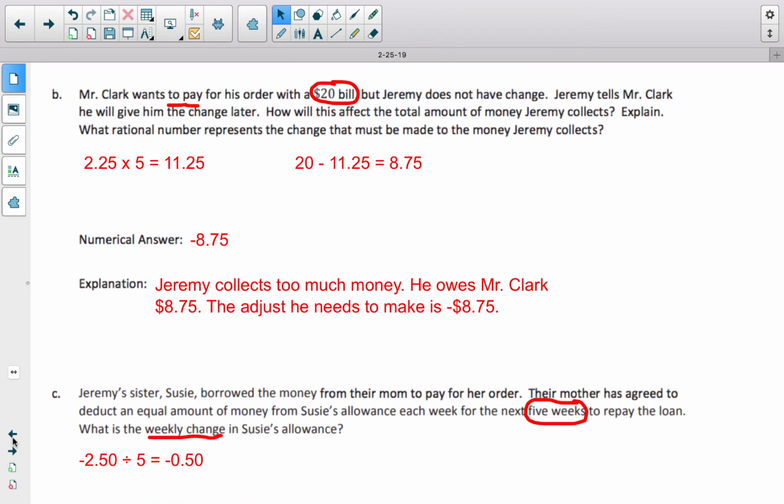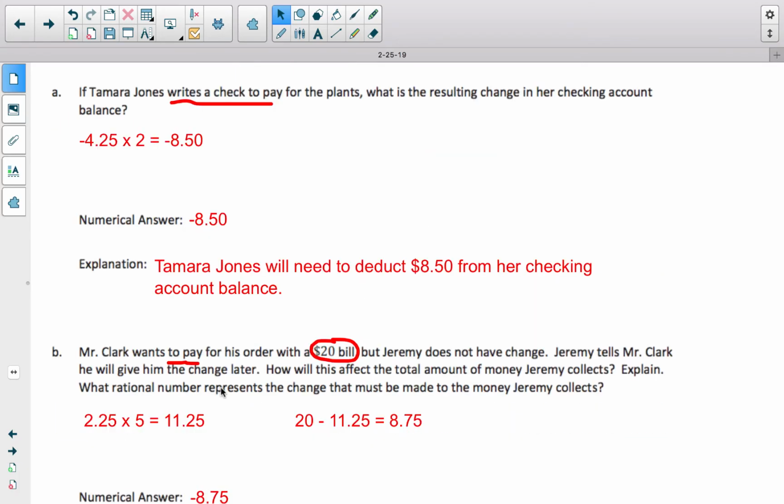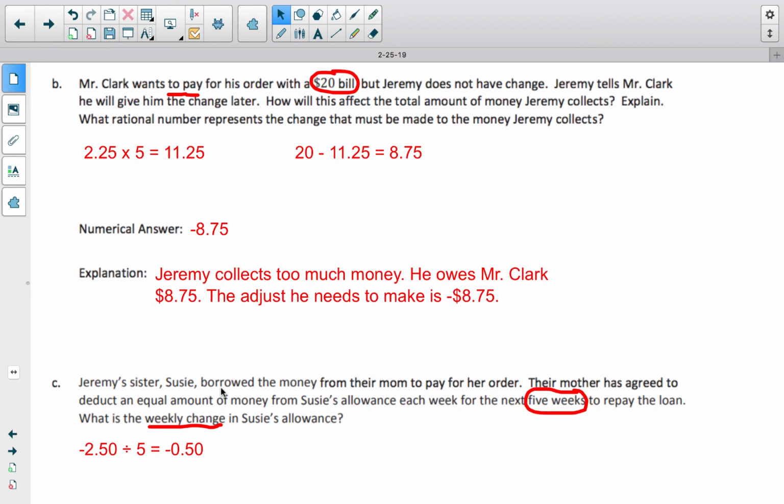Now, B deals with Mr. Clark. Now, if I go back to my table, Mr. Clark has to end up paying $11.25 for these geraniums. All right. So if I go back, that's how I got that $11.25. Now he pays with a $20 bill. 20 minus the $11.25 is $8.75. So that means that the numerical answer is a negative $8.75.